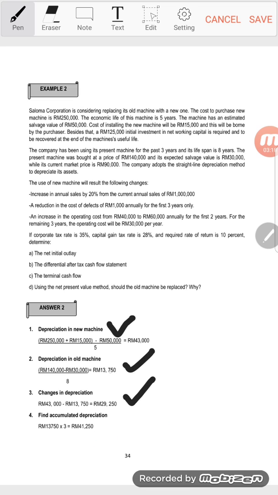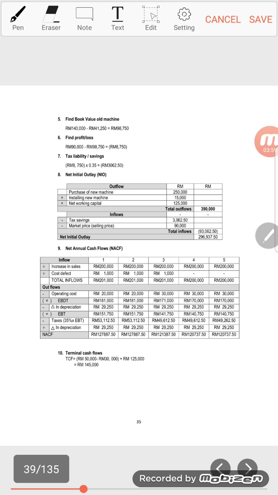We have the information on how many years the company has been using the old machine: 3 years here. That's why the depreciation of the old machine, you multiply by 3. So you will get the amount of accumulated depreciation. Okay, now let's move to the next page.